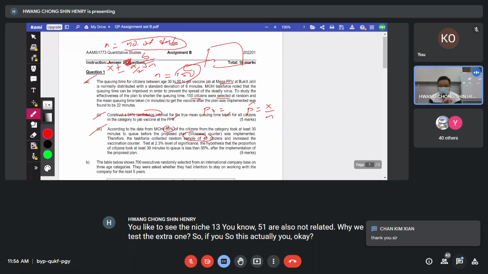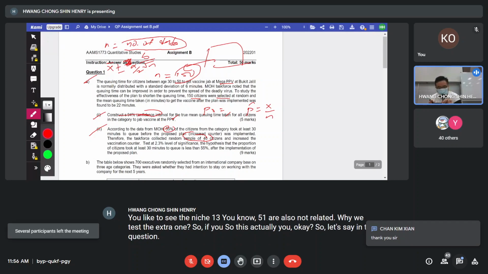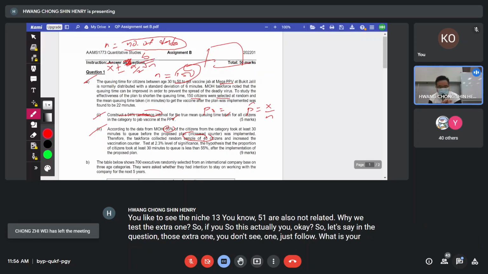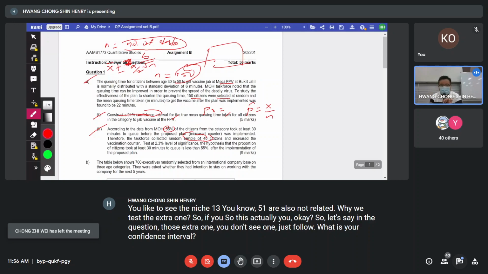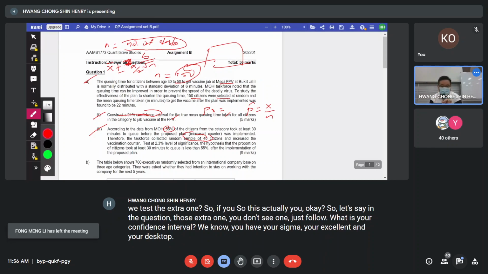Okay. So let's say in the question whatever they give extra, those extra one you don't see one. Just follow what is your confidence interval: you know, P hat, your sigma, your X bar, and your Z score. Other than that, don't see one.